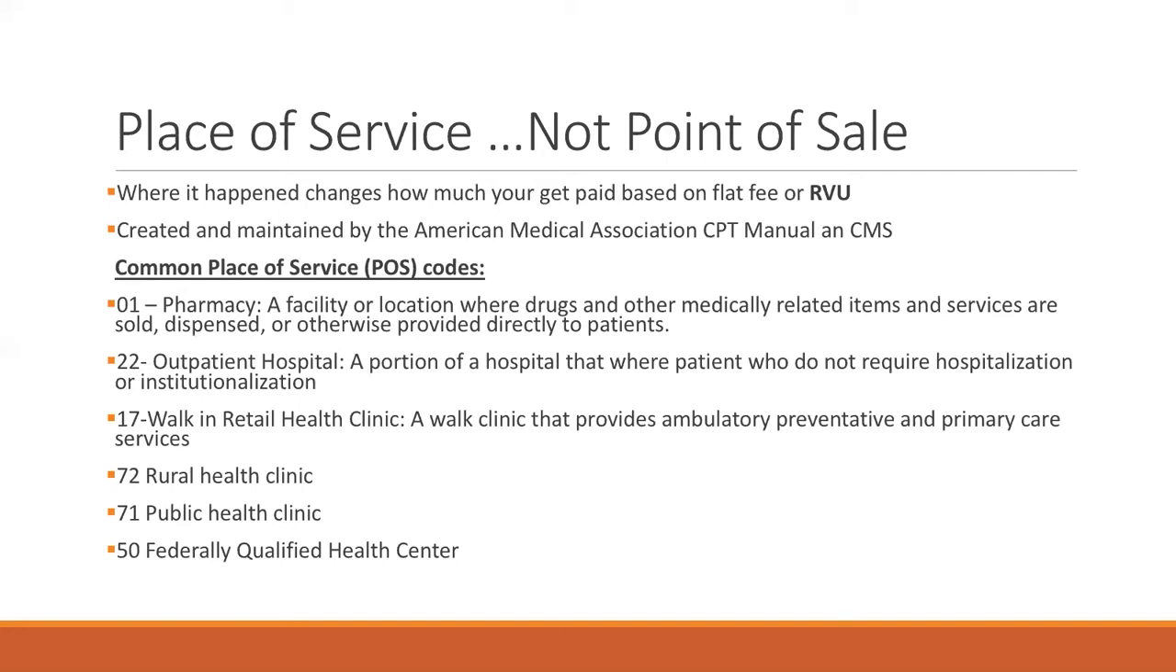So this would be components of a hospital system that are attached and maintained by the hospital, but not internal to the hospital itself. There are codes for walk-in and retail health clinics, rural health clinics, public health clinics, and federally qualified health centers. And these are all important, again, because one, it can define what you get reimbursed, but it also, in many cases, determines what code sets you're able to choose from.